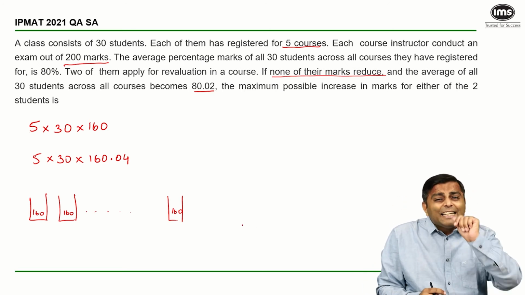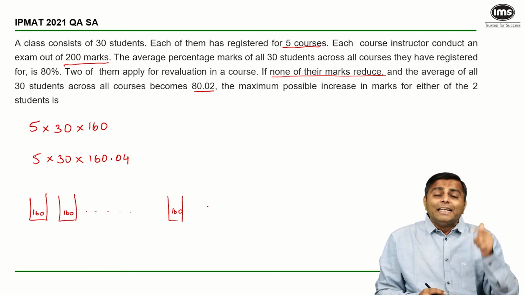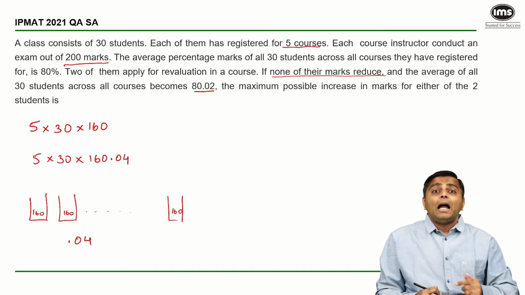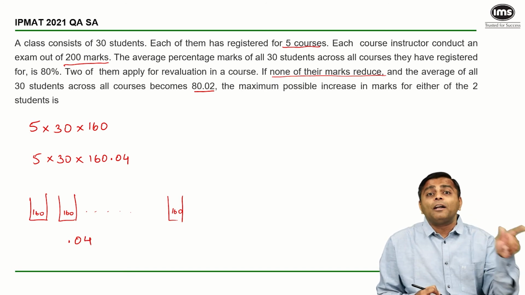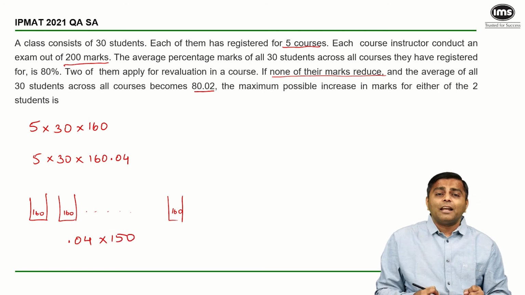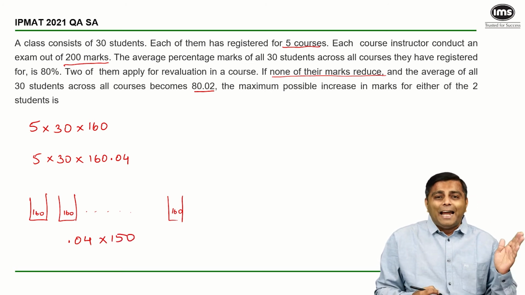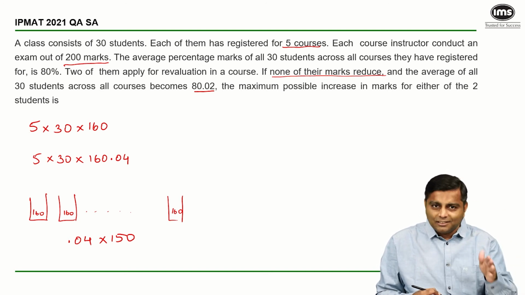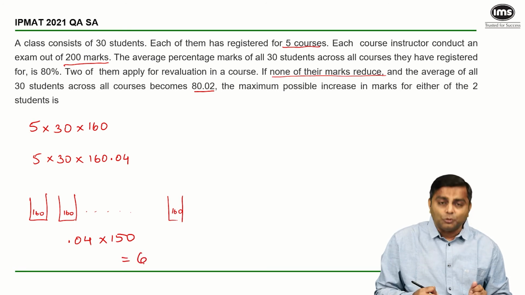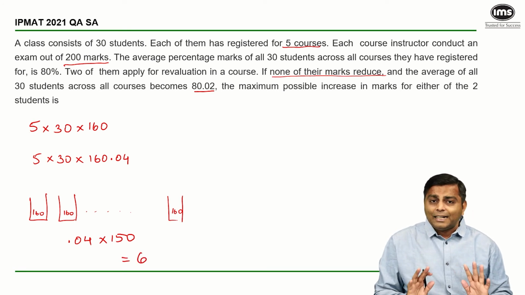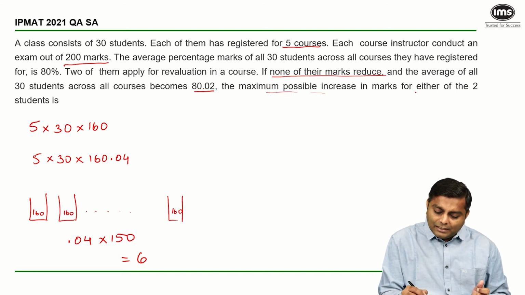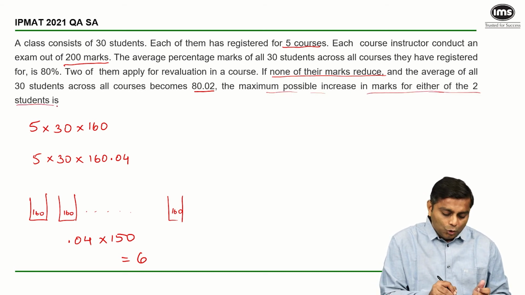So what is the increase in the total marks? The increase in the total marks is 0.04, and how many boxes to multiply by? 150 such boxes. So it is 150 into 0.04. Had it been 150 into 4, it would have been 600. We put the decimal after 2 places. So the effective increase is only 6. Clear? That's the increase. Now, what is the question asking? The maximum possible increase in the marks for either of the two students.